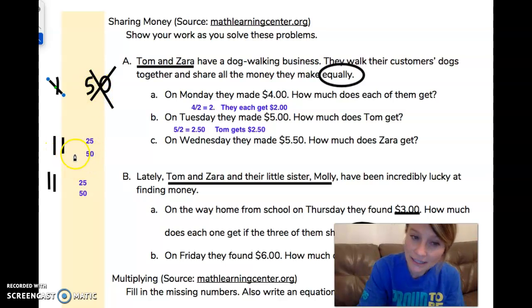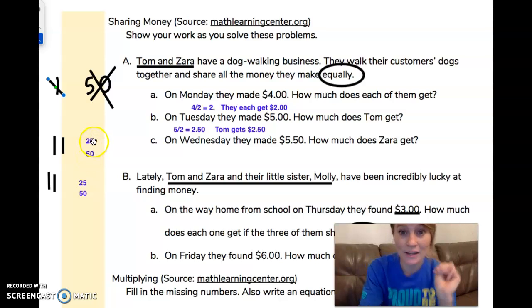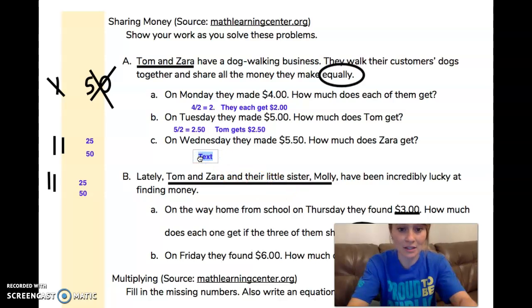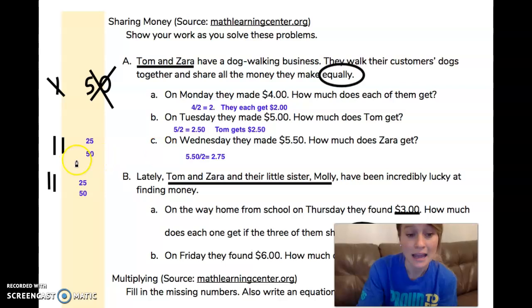Now, how much is this? If I have 2 quarters, 50 cents, plus 1 more quarter, what does that equal? It equals 75 cents. So each person gets 75 cents. They get $2.75. So when I do my division problem, it's 550 divided by 2 equals $2.75. They each get $2.75. And how do I check that?